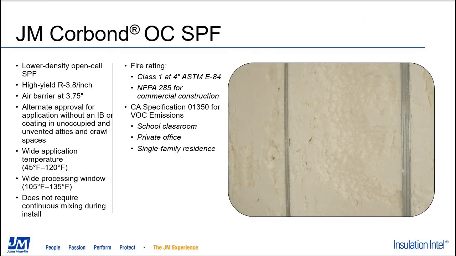Next, I want to talk about our Opencell product offerings. Corbon Opencell is JM's low-density foam product. The R-value of our Opencell product is R-3.8 per inch and it can be an air barrier when installed to over 3.75 inches.